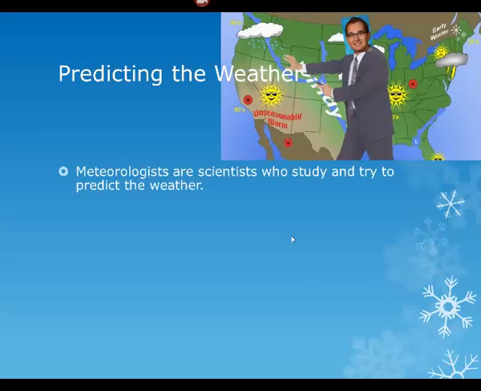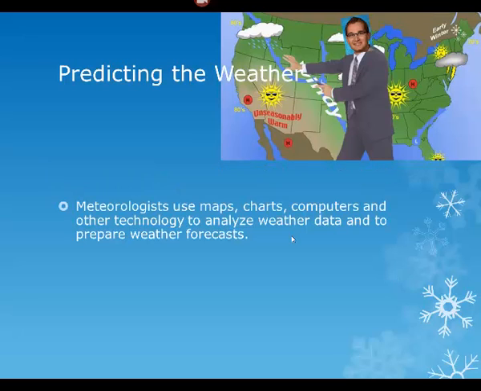Meteorologists are scientists who study the weather, and they try to predict what's going to occur in a location based on what's happening in other locations. Meteorologists use maps, charts, computers, and other technologies to analyze weather data and to prepare future weather forecasts.